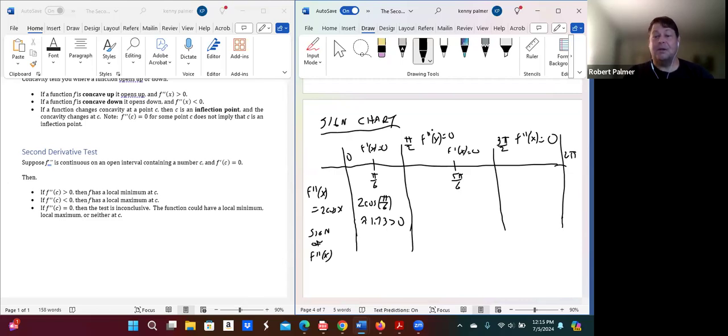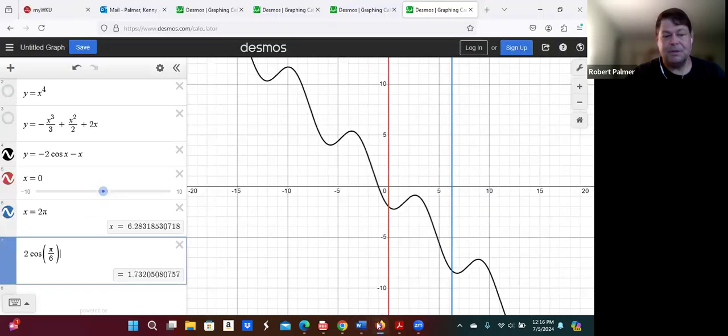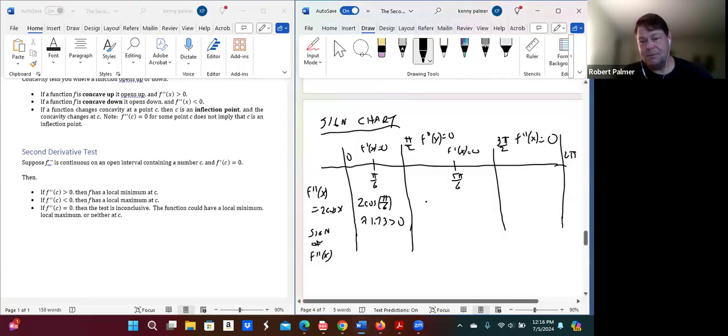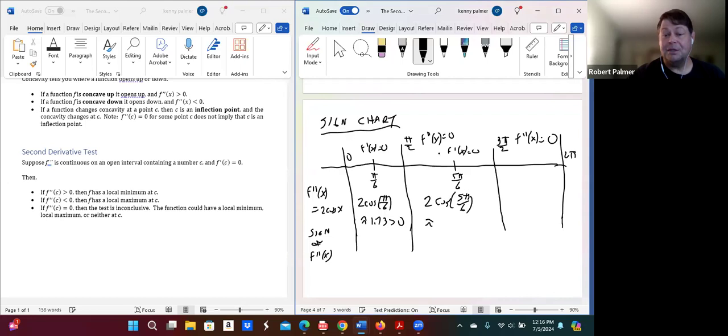Now, we know the concavity changes at an inflection point, or potentially changes at an inflection point. Let's see, and as we'll see, it will. All right, so that's going to be 5 pi over 6. To do the same thing, plug in 2 times the cosine of 5 pi over 6. Let's find out what that value is. It's probably going to be negative, but let's make sure.